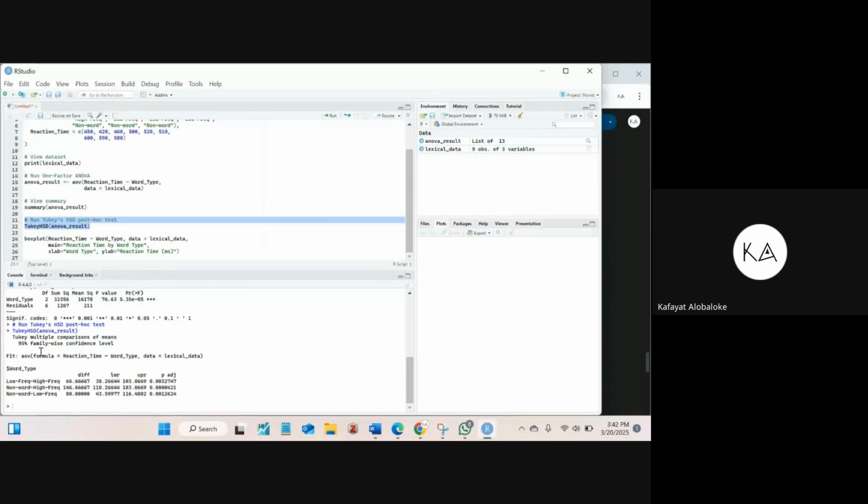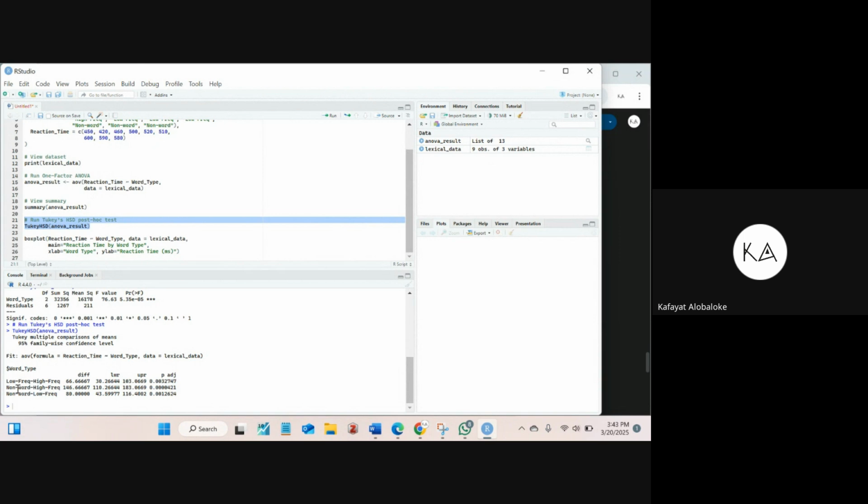So we have the Tukey multiple comparisons of means. These are our main results, where we see the word type. We have three different word types: the low frequency, the high frequency, and the non-words. So these are the differences. We have the lower value for the confidence interval, the upper value, and then the p-values for each of these groups.